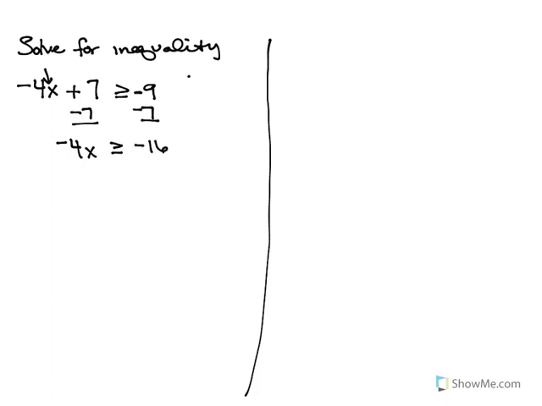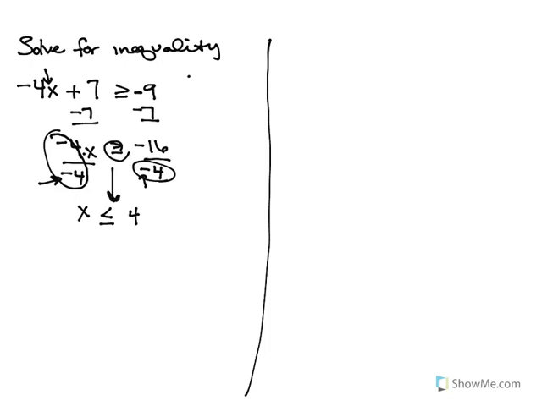Now, this is -4 times x greater than or equal to -16. So I would need to divide both sides by -4. This is where our inequality problems differ from our equations. Because we are dividing by something negative, the inequality symbol is going to have to flip. And you have to make sure you remember to do that yourself.